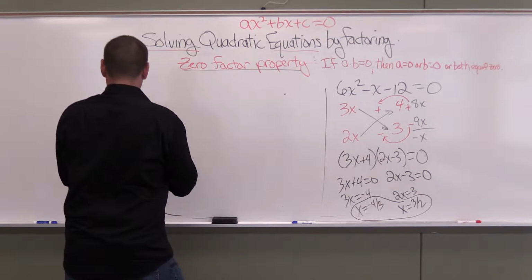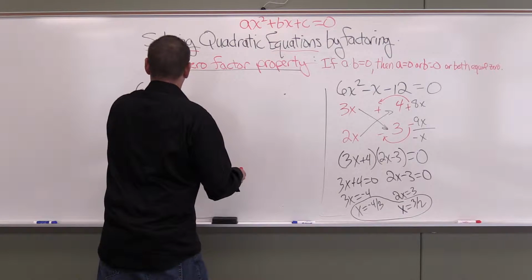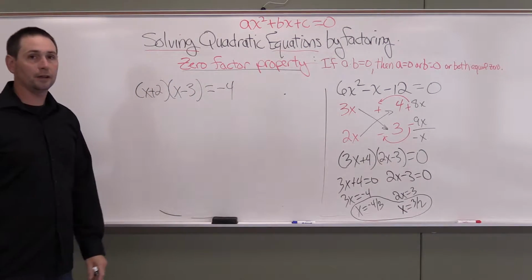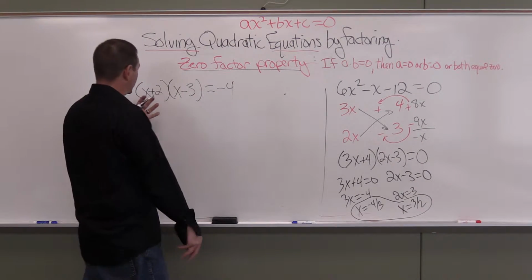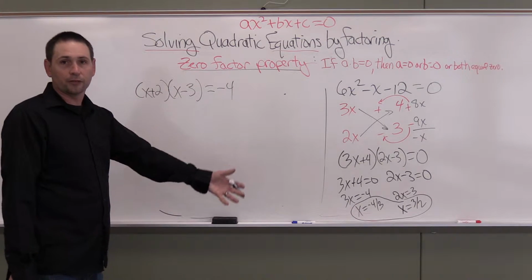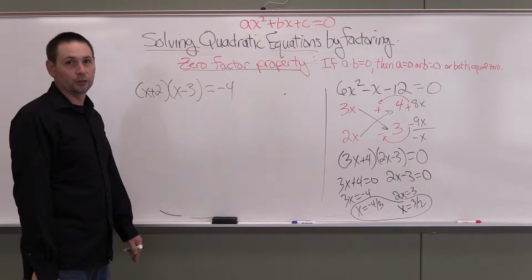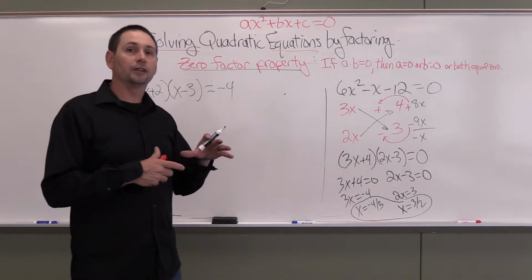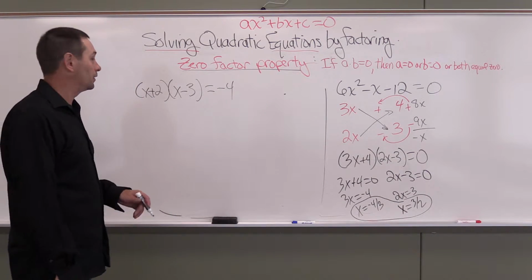So if I give you something like this, x plus 2 times x minus 3 equals negative 4. It looks like it's factored already. Can't I just set this factor equal to negative 4, that factor equal to negative 4 and call it good? No, that's not the property. The property is that it has to be set equal to 0. So you have to re-expand this out, reorganize it, refactor it when one side is set equal to 0, and then solve.